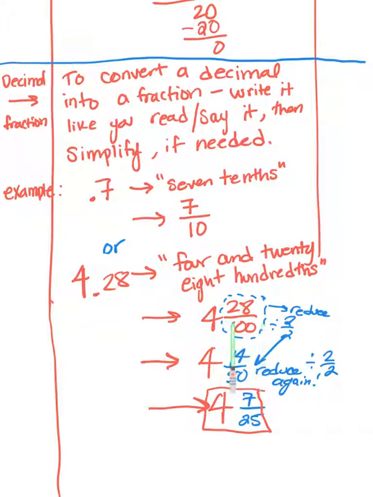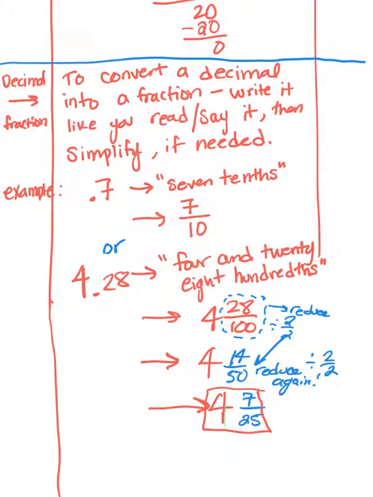I'm going to reduce the fraction in this mixed number by dividing by 2. Now, you can also divide by 4, but I wanted to break it down a little bit. So divide both of them by 2, you get 14/50. And then you can reduce again by dividing both by 2 again. 2 goes into 14 7 times, and 2 goes into 50 25 times.